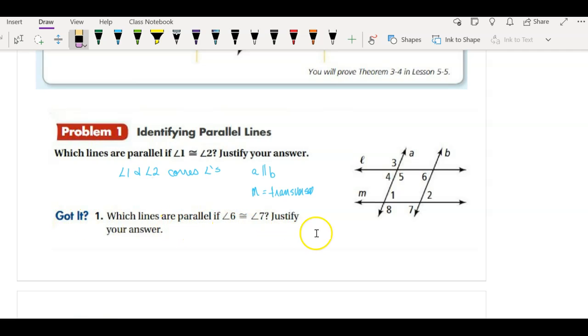Okay, so let's look at this one. Which lines are parallel if angle 6 is congruent to angle 7? Angle 6 and angle 7 can be corresponding angles if we're talking about lines L and M. So we would say L is parallel to M. And what's my transversal? My transversal would be B.